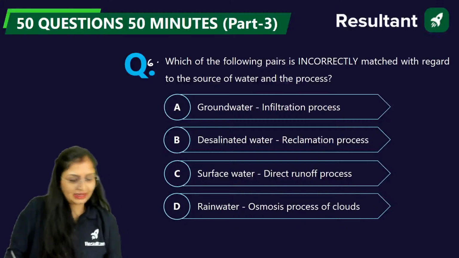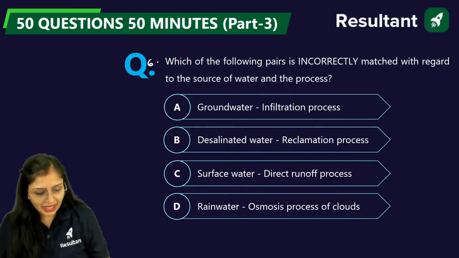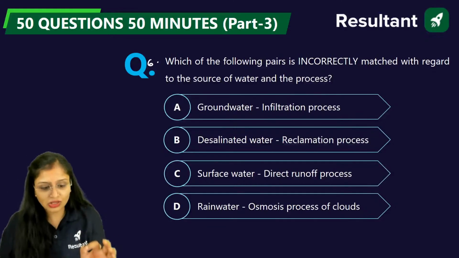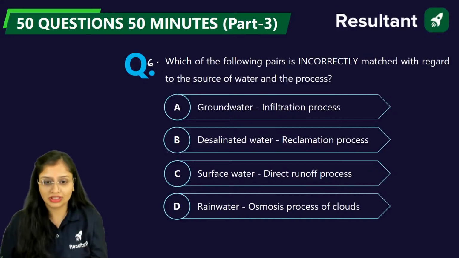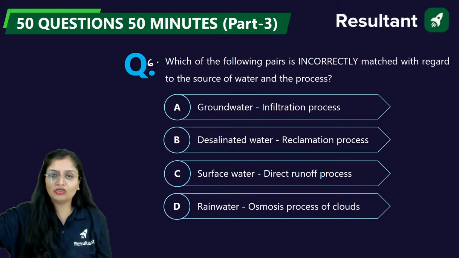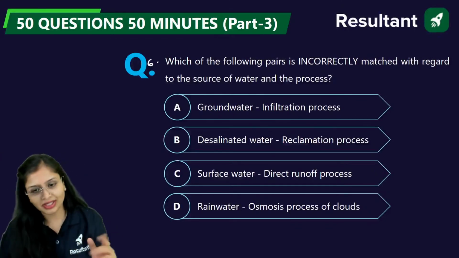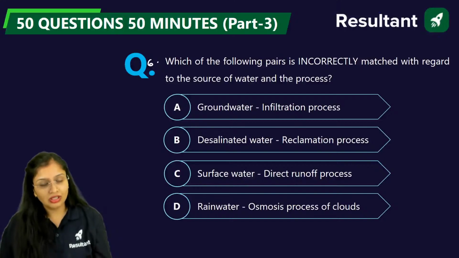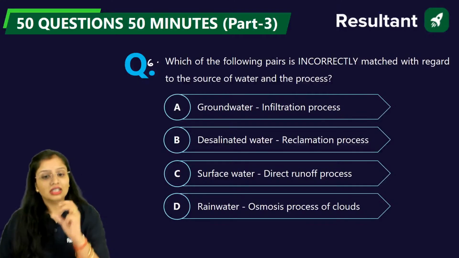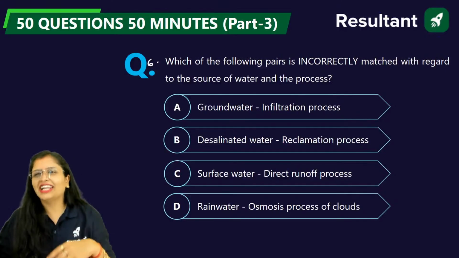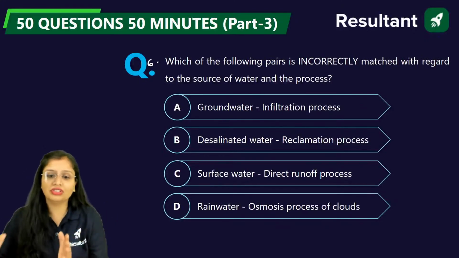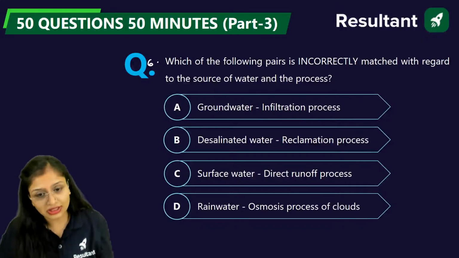Question number 6. Which of the following pairs is incorrectly matched with regard to the source of water and the process? Groundwater, from where do you get it? When the movement of water from the ground into the soil takes place. Correct. Desalinated water, you get it through the reclamation process. Okay, when you reclaim the soil. Third is surface water. When infiltration, prompt interflow, everything has taken place, the net water which is flowing on the surface is the direct runoff process.